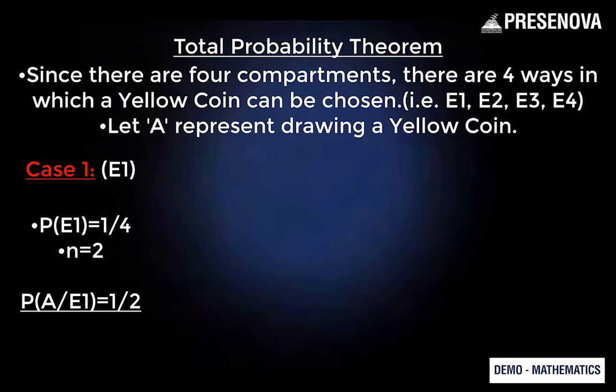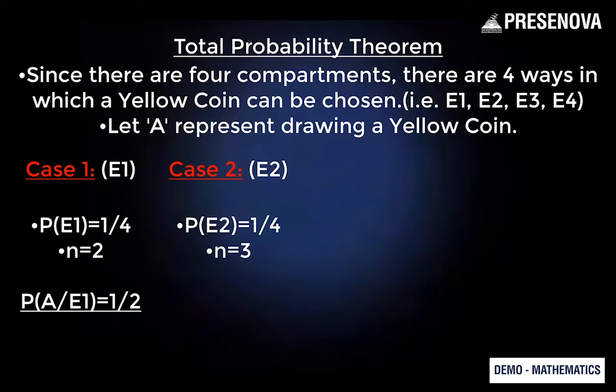Now, let us look at case 2. The probability of choosing compartment 2 out of the 4 compartments, that is, P of E2 is equal to 1 by 4, where E2 represents choosing compartment 2. We know that compartment 2 has 1 yellow and 2 green coins, hence a total of 3 coins.